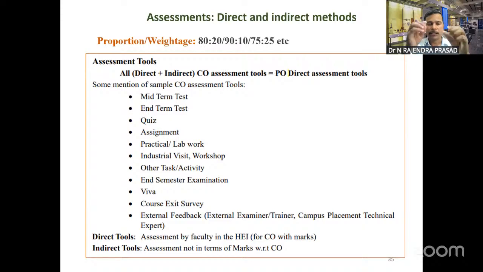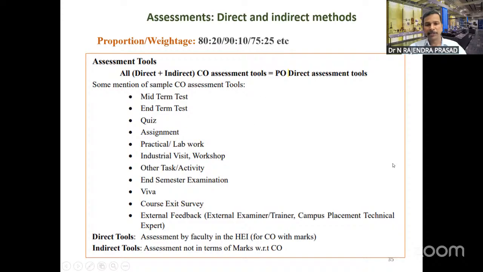Just like giving the weightage for the internal assessment test, what is the weightage for the direct assessment and what is the weightage for the indirect assessment? You have to fix that in the policy. And that has to be approved by appropriate governing council or governing body or academic council or BOS or university. Okay. So you can fix anything, say 80:20 or 90:10 or 75:25, 70:30, whatever, that is up to you.